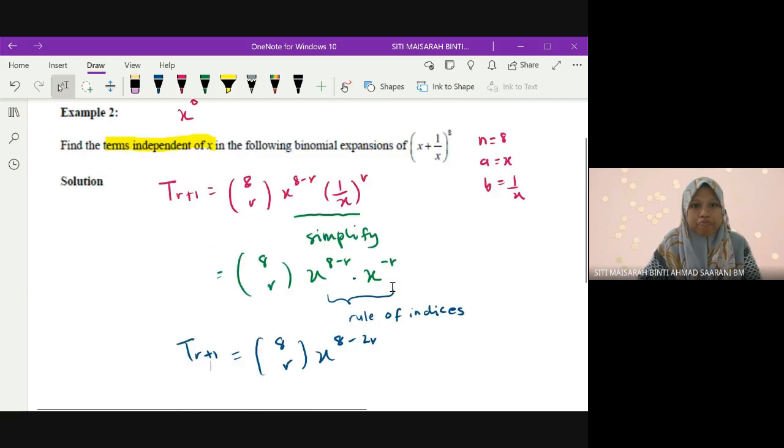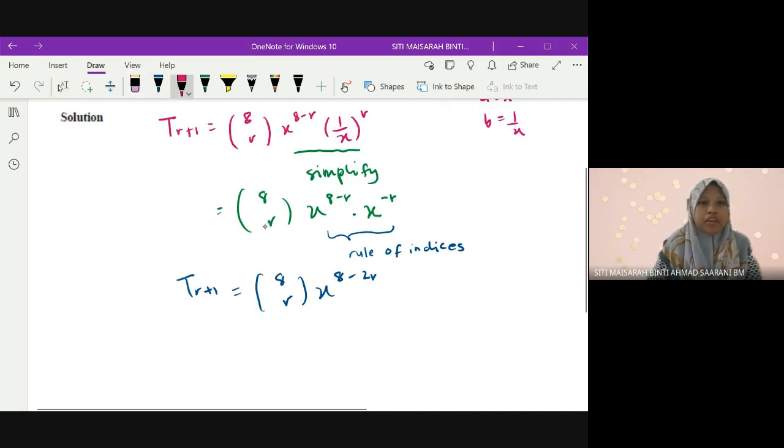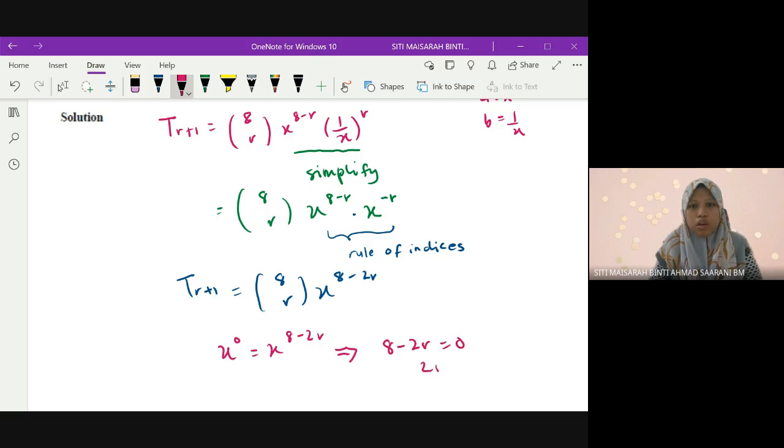So then, we can compare with X power 0, because the term independent of X is X power 0. So X power 0 is equal to X power 8 minus 2R. So then 8 minus 2R equals 0. 2R is equal to 8, R is equal to 4.